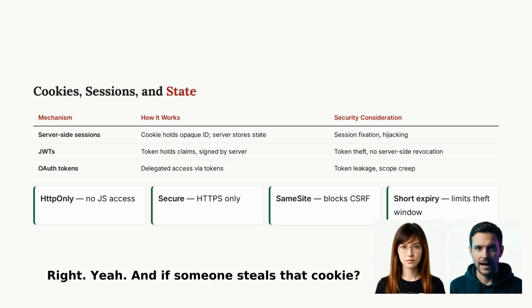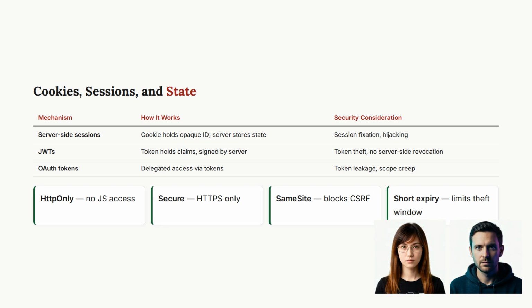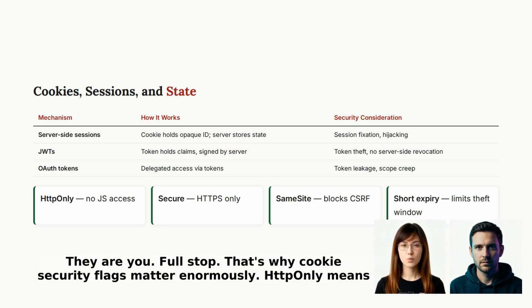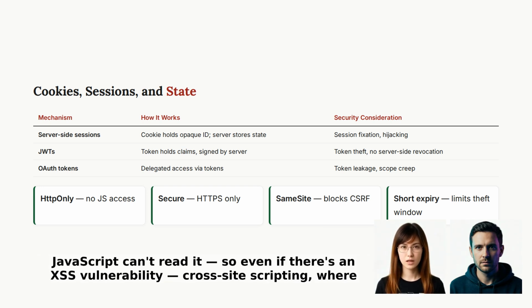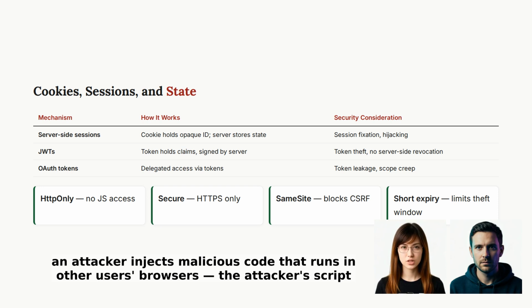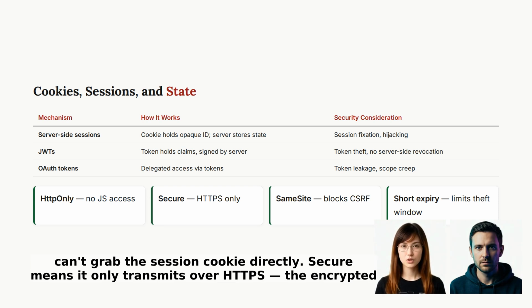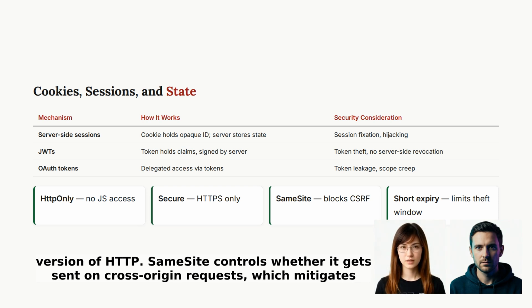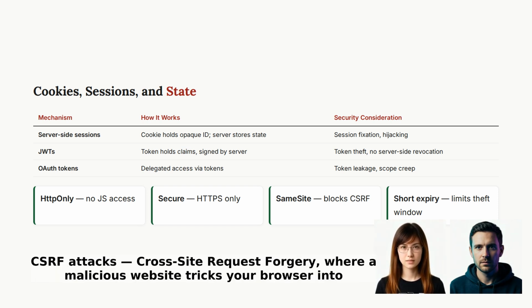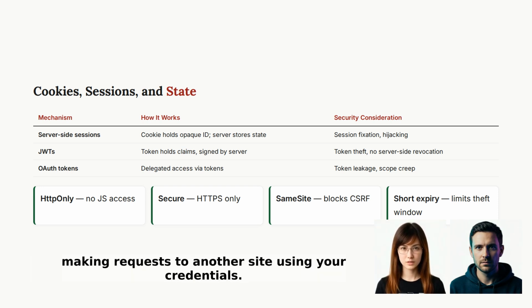Right. And if someone steals that cookie? They are you, full stop. That's why cookie security flags matter enormously. HttpOnly means JavaScript can't read it. So even if there's an XSS vulnerability, cross-site scripting, where an attacker injects malicious code that runs in other users' browsers, the attacker's script can't grab the session cookie directly. Secure means it only transmits over HTTPS, the encrypted version of HTTP. SameSite controls whether it gets sent on cross-origin requests, which mitigates CSRF attacks. Cross-site request forgery, where a malicious website tricks your browser into making requests to another site using your credentials.